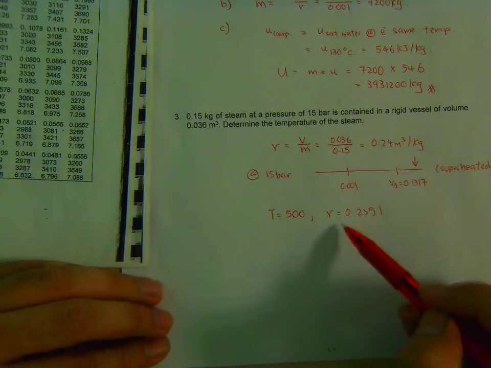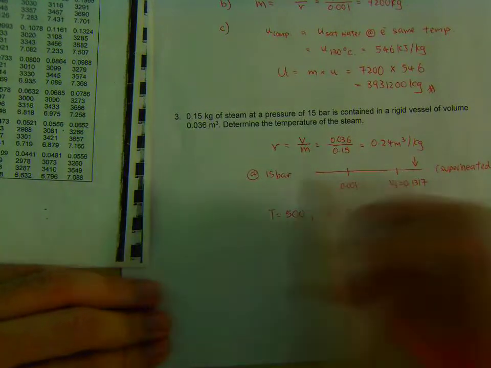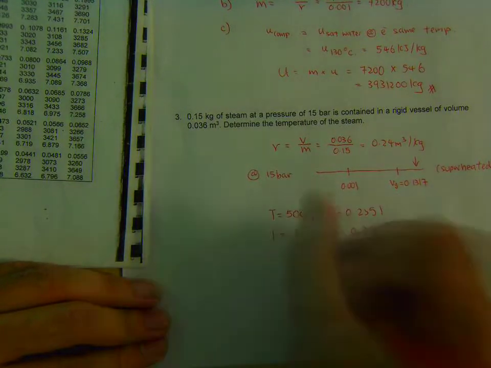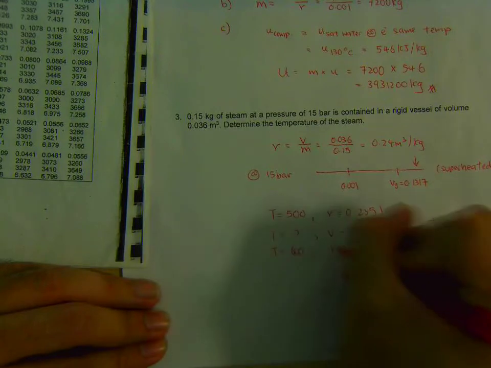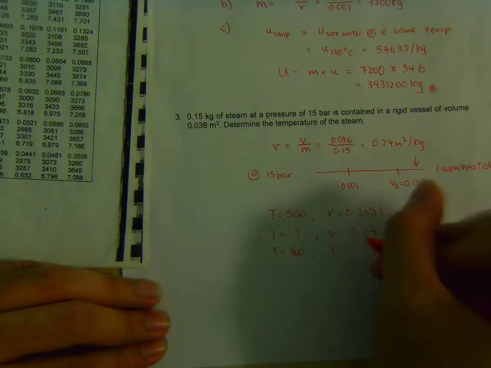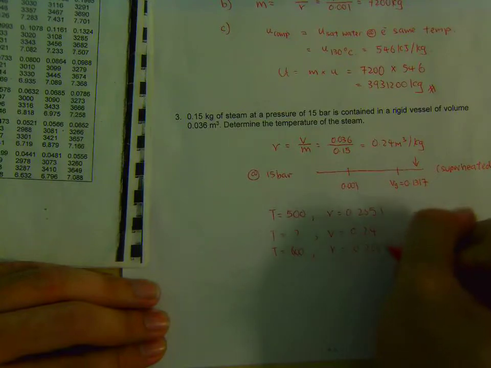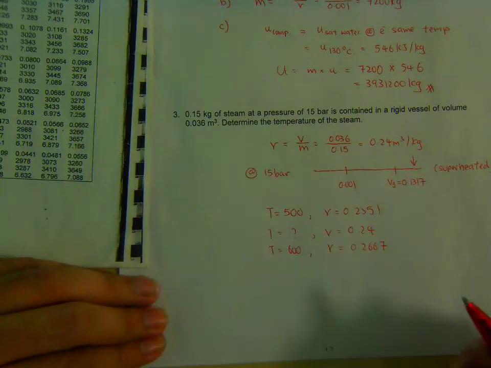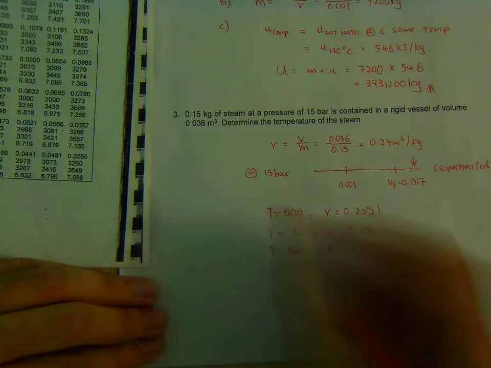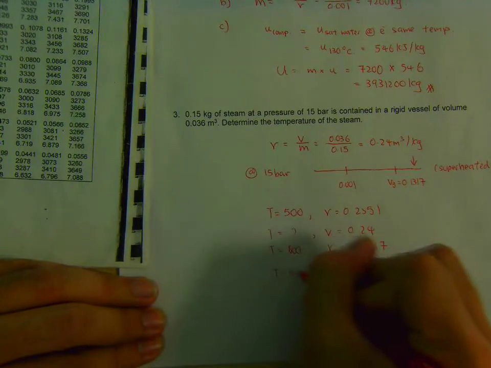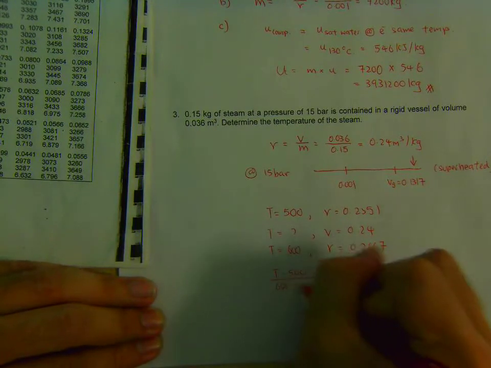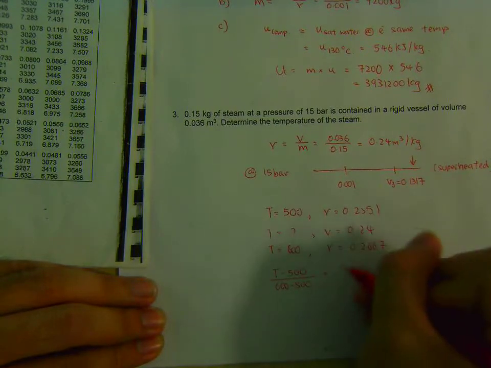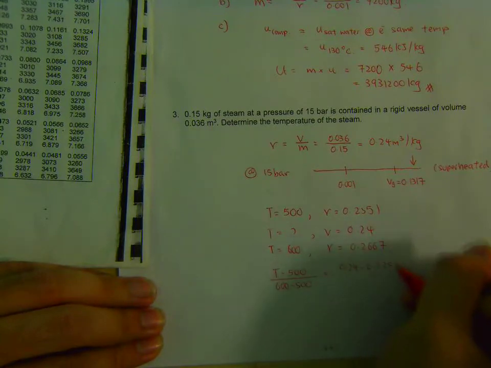Temperature 500, V 0.2351. Temperature unknown, V 0.24. Temperature 600, V is 0.2667. So we'll interpolate between these two sets of values to get the middle one. Standard: T minus 500, middle minus top, bottom minus top. Right hand side, follow the same sequence, middle minus top over bottom minus top.